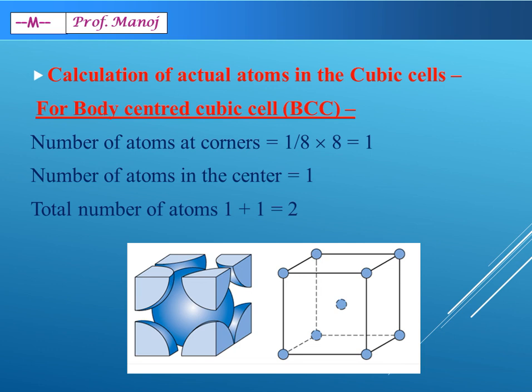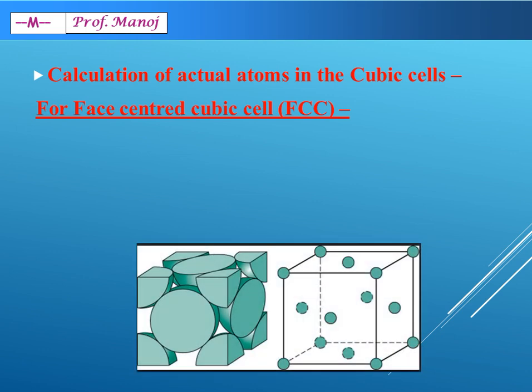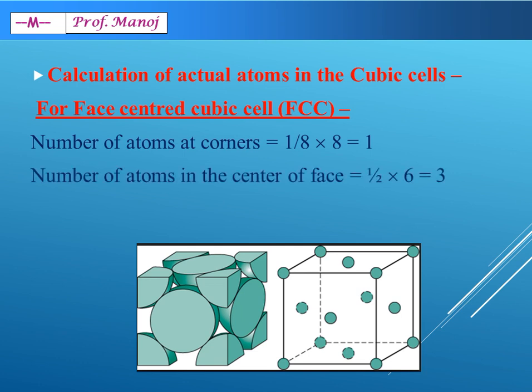Totally 2. Imagine this now for face centered. See the diagram. Corner atoms 1 upon 8, face atoms 1 upon 2. So corner calculation 1 upon 8 into 8, 1. Center of face is half and every cube has 6 faces. So total number of atoms are 1 plus 3, that is 4.